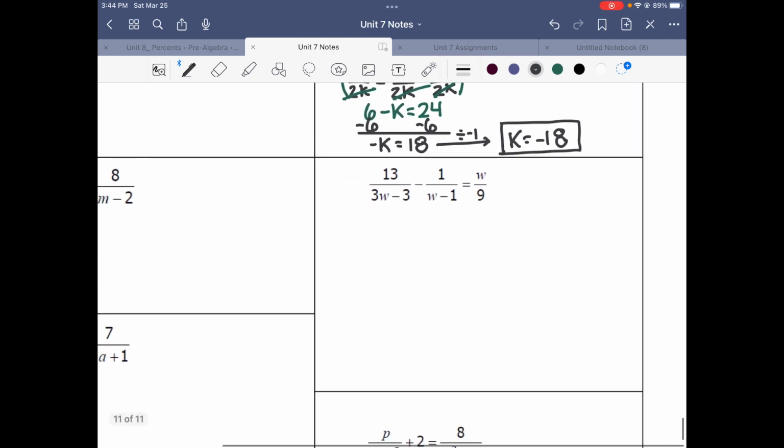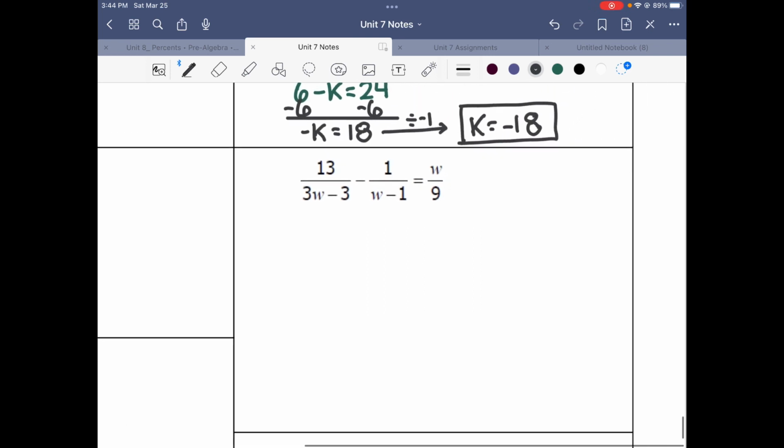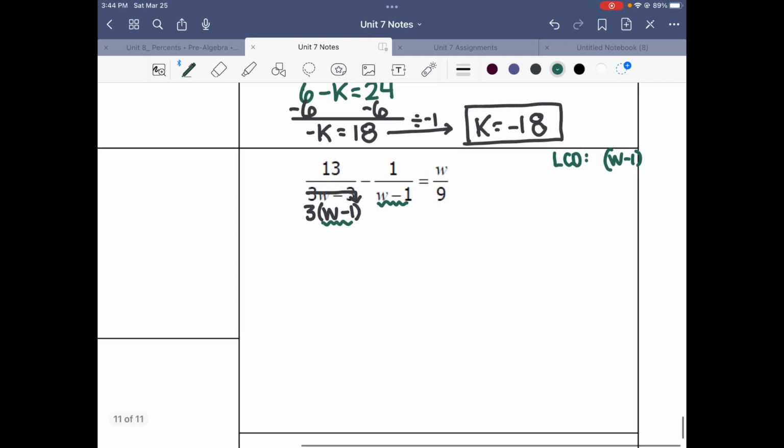Okay, we're going to do 2 more of this style, and then we'll talk about cross multiplying. All right, so on this next one, I'm going to go ahead and simplify one thing first, and that is this first denominator. If I take out the 3, I have w minus 1 left, which helps me because now I know that w minus 1 has to be part of my least common denominator. The only thing that's a little tricky about this one is that for my least common denominator, the number out front is not going to be 3 because of this one over here. It actually has to be 9.